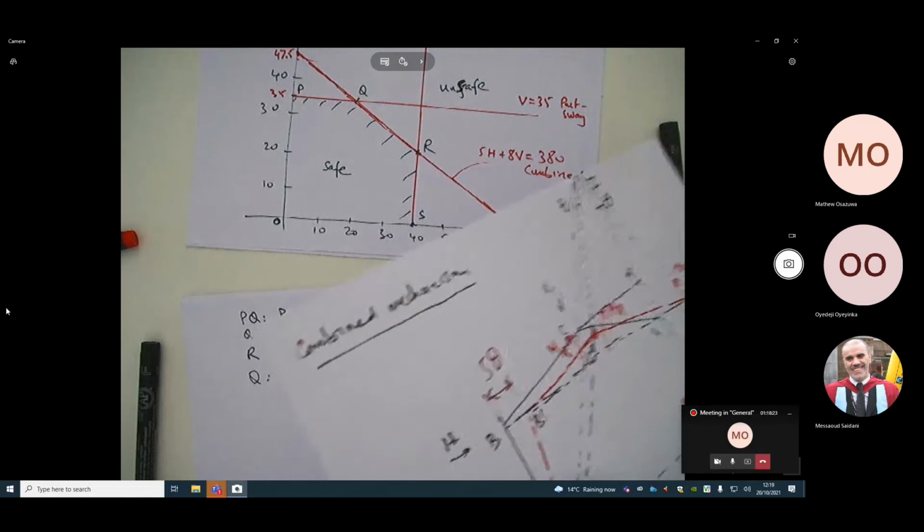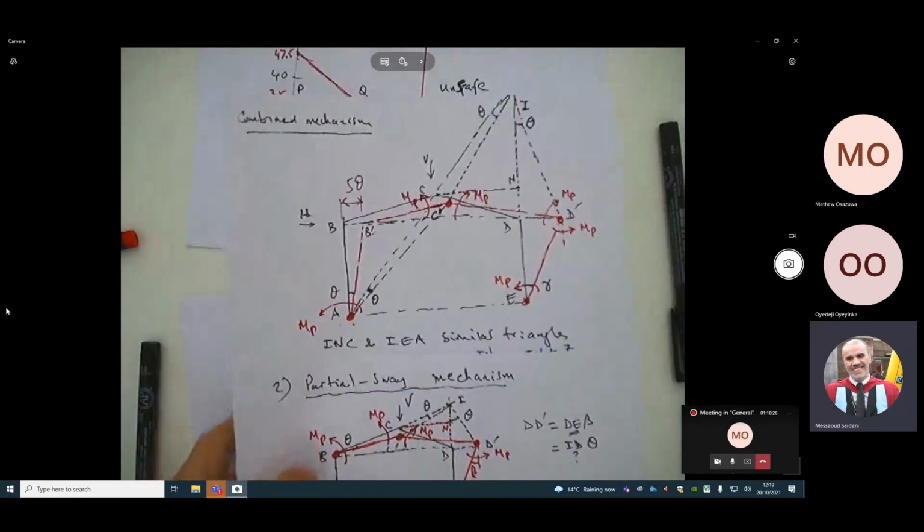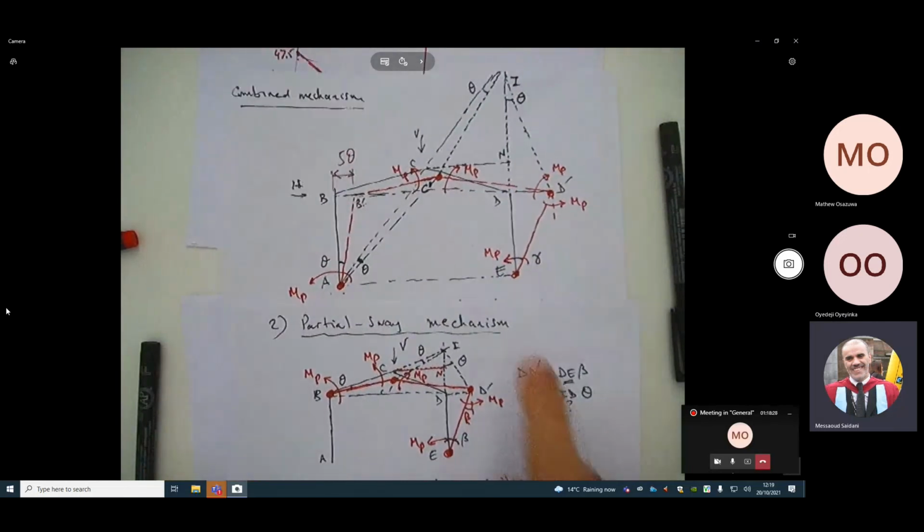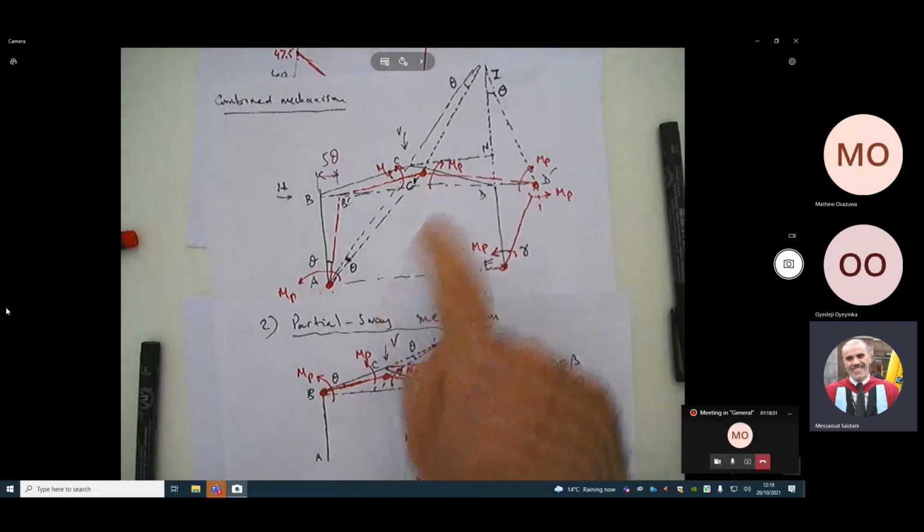Why is it an over collapse? Look here. This is the combined, and this is the part sway.